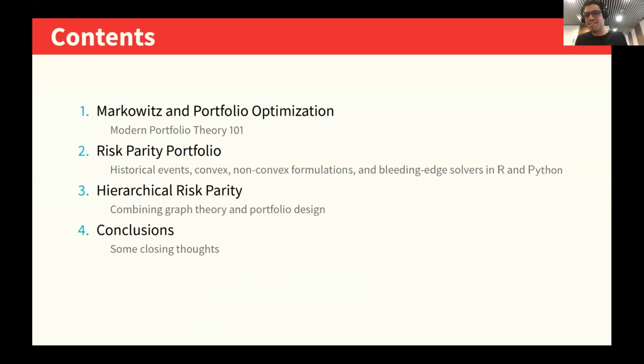I'm going to start by introducing Markowitz, which you all are familiar with, and then the classical risk parity portfolio, some historical events, and the convex formulation that you should know very well, and the non-convex one as well. And then I'm going to show some examples in Python and R with some solvers that we've developed in the past months. And then finally, I'm going to introduce hierarchical risk parity and what all the fuss is about.